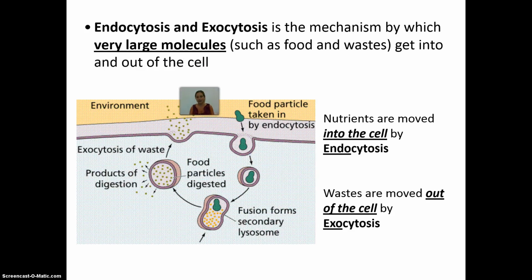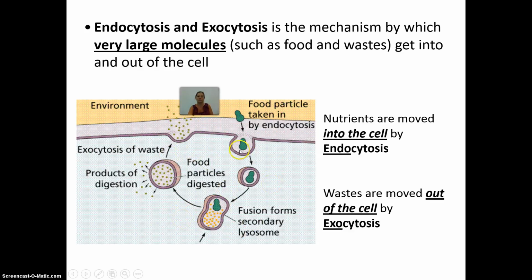Okay, so the two types of active transport are endocytosis and exocytosis, and you could probably figure out what those two things mean. Endocytosis and exocytosis is how we get very large molecules, such as food and waste, into and out of the cell from a low concentration to a high concentration. So when molecules are being moved into the cell, that is called endocytosis. Endo meaning into, cyto meaning cell. So we're taking molecules into the cell. This would be how we get food into the cell, endocytosis. Exocytosis is how we get things out of the cell, exiting the cell. Exo meaning leaving, cyto meaning cell.